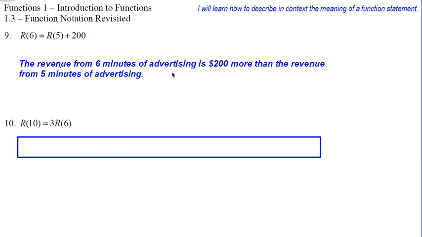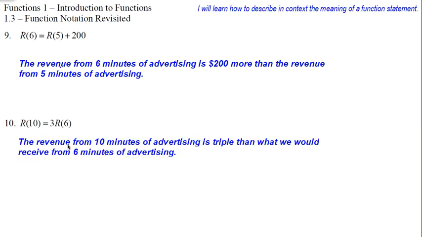Okay, moving on. Did we talk earlier about what the 3 on the outside means, and we said that it means triple? That means times 3, right? So the revenue for advertising for 10 minutes compared to the revenue of advertising for 6 minutes looks like it's triple the money, right? Okay, let's check your answer. Did you get it right? The revenue from 10 minutes of advertising is triple what we would receive from 6 minutes of advertising.